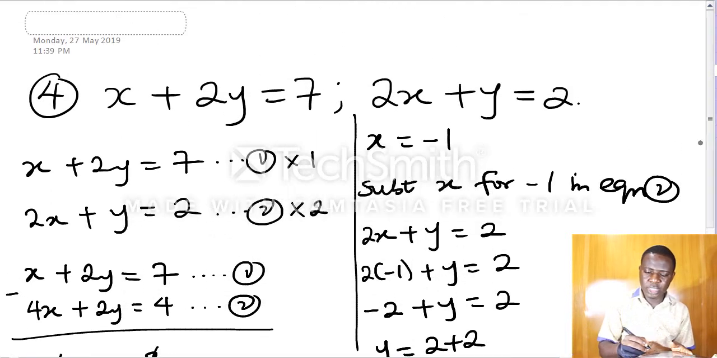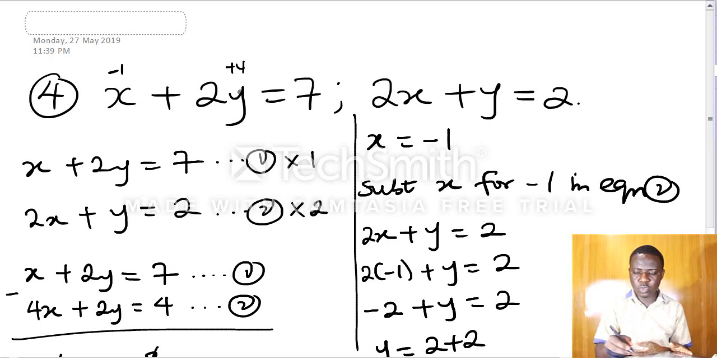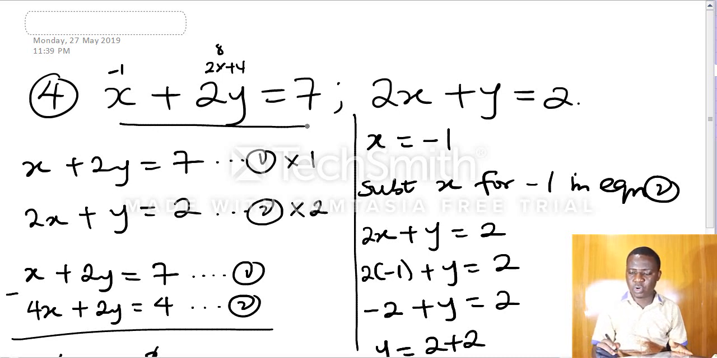So substituting it into this equation, when x is minus 1 and y is equal to plus 4, let's see if it's going to return a 7. This becomes 2 times plus 4. 2 times plus 4 is said to be 8. Minus 1 plus 8 is said to give us 7. So that means our value for x and y in equation 1 is correct.